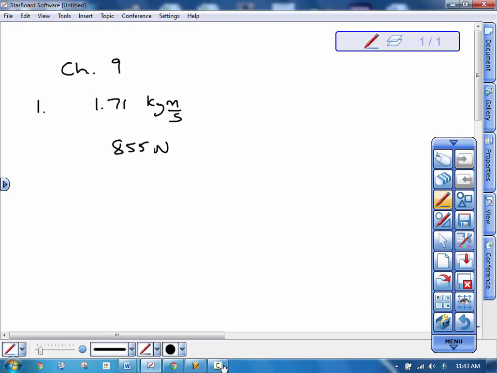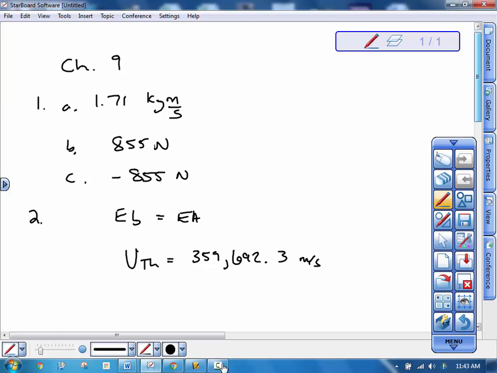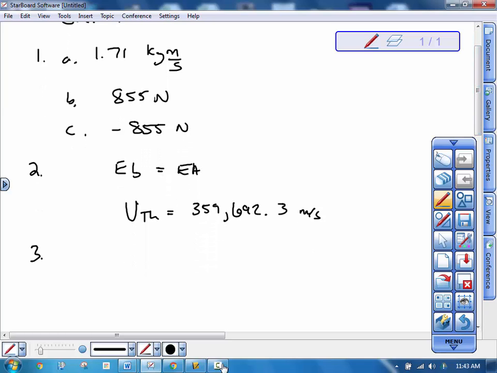I'm sorry, this was 1B. And then 1C, you should have got the same thing, but in the opposite direction because of Newton's third law. Number 2, the energy before equals the energy afterwards. And so if you set up a system of equations, what you end up getting is the velocity of the thorium nucleus is about 359,692.3 meters per second. Now I know you could round that and pay attention to sig figs, but this is the answer I went with.